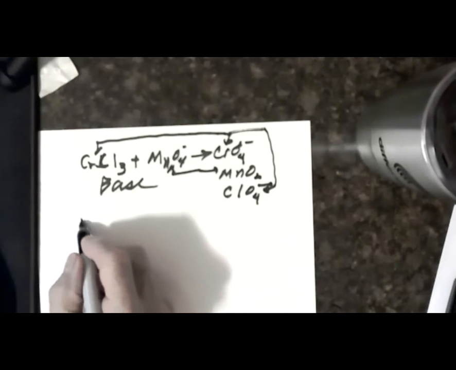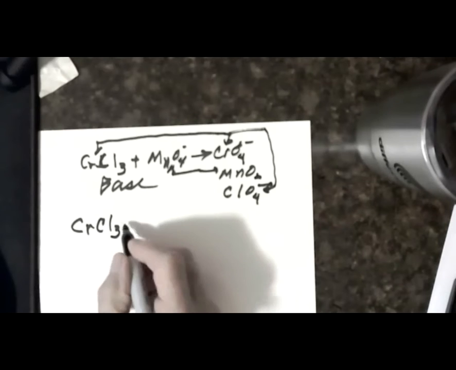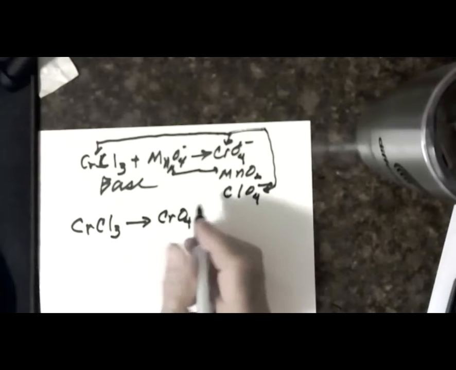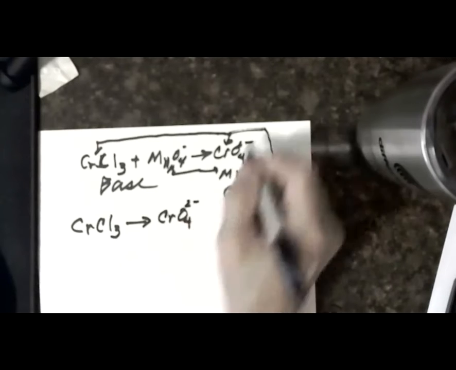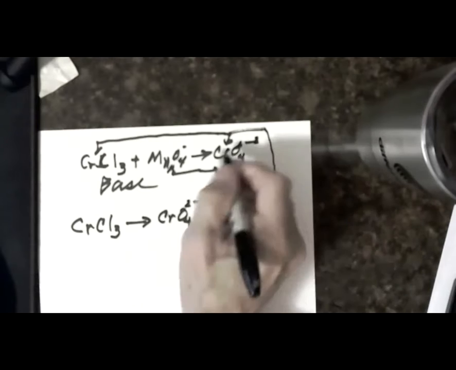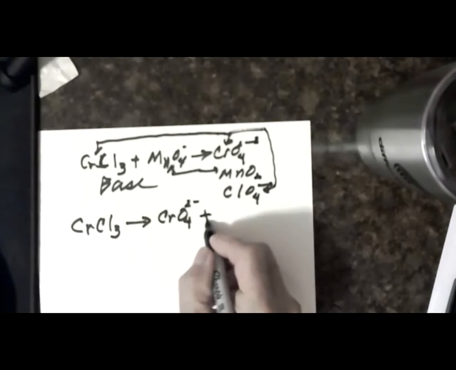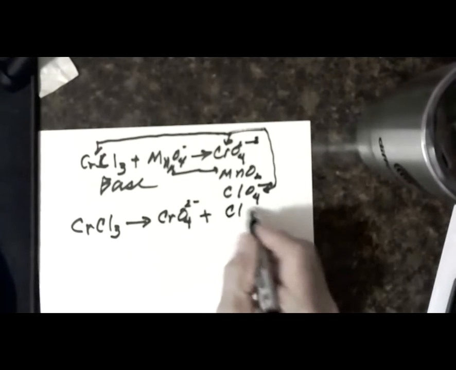So I'm going to start with CrCl3. I'm going to take that to CrO4. That should be 2 minus. Yeah, it is. Okay. I copied it wrong up there. Oh, I didn't. I just got lost in the oxygen. And the other product is ClO4.